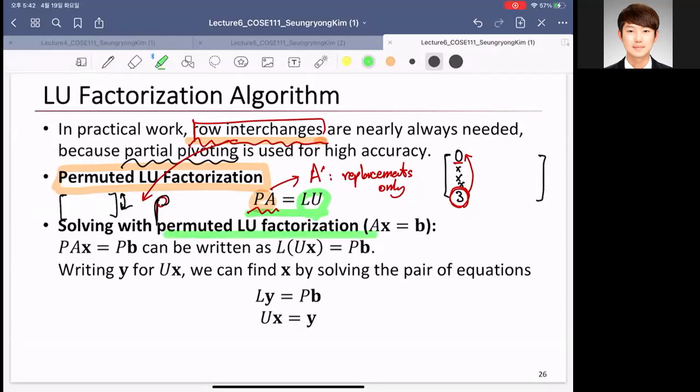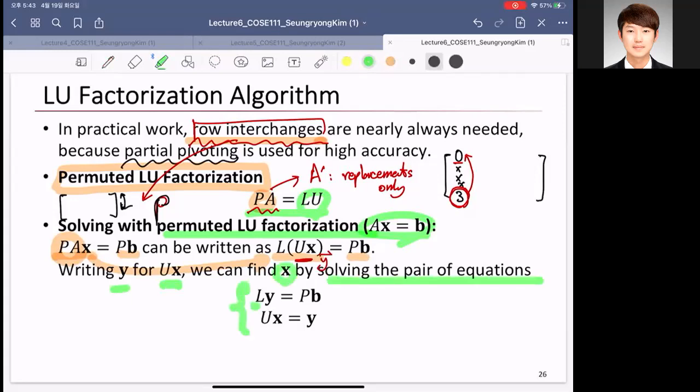Then how? Okay, so our original linear system was AX equals B. Then first of all, we multiply permutation matrix P to the left-hand side and right-hand side. Then if we row reduce, we factorize PA to the LU, then it's going to be LUX is equal to PB. Then let's follow the previous work. Write Y for UX. Looks like this. Then find X by solving a pair of equations.